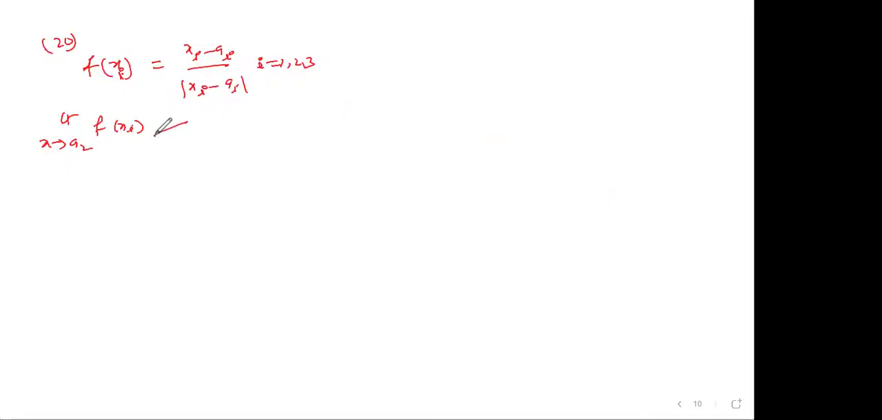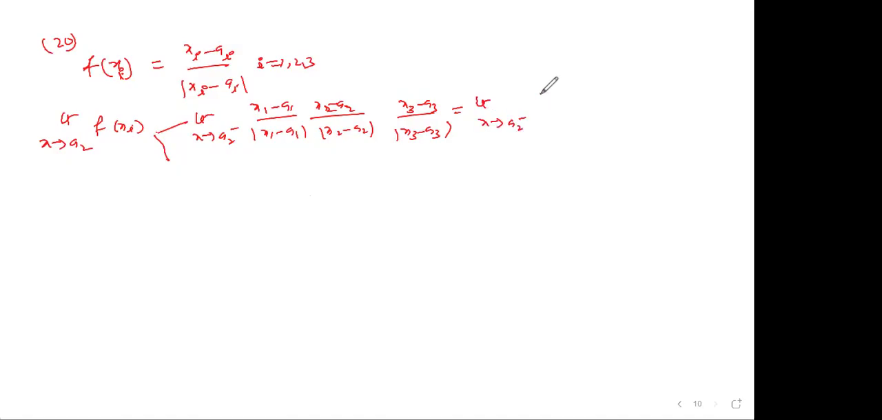The interesting question here, I think, is based on existence of limit. As x tends to a2 minus, what is going to happen here? We have (x1 minus a1) by mod of (x1 minus a1), then (x2 minus a2) by mod of (x2 minus a2), and here (x3 minus a3) by mod of (x3 minus a3). So what is going to happen is very simple. x tends to a2 minus, where a1 is less than a2 is less than a3.